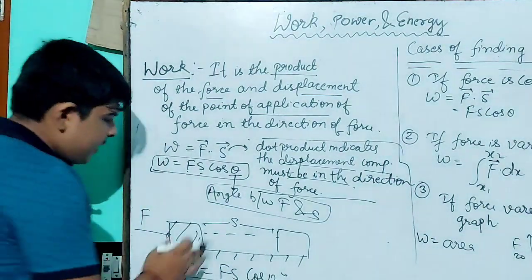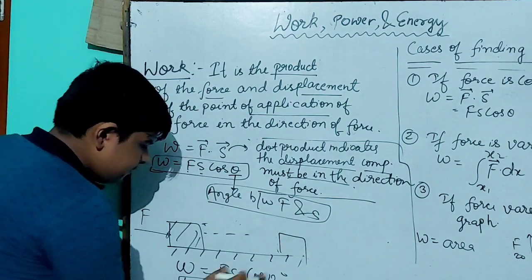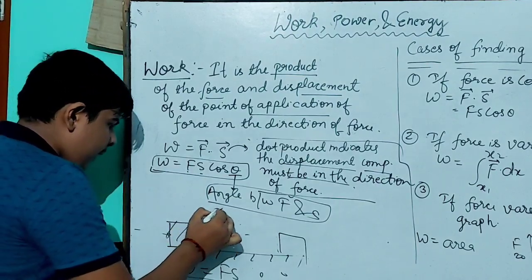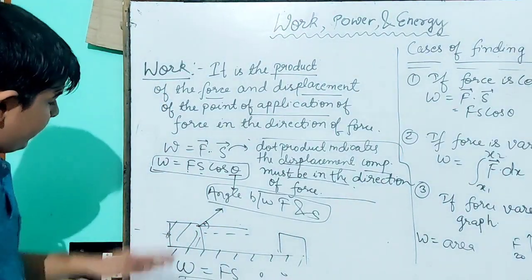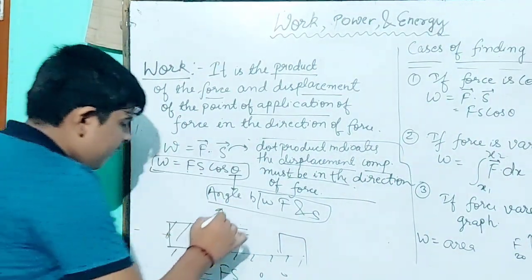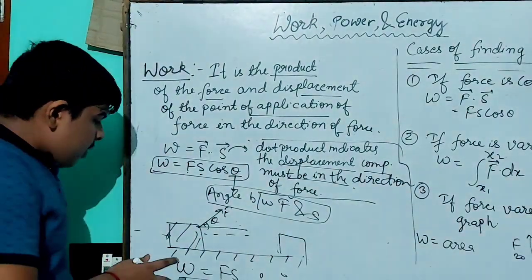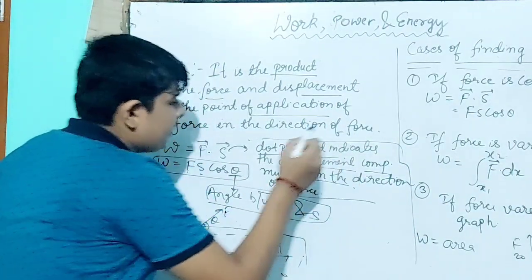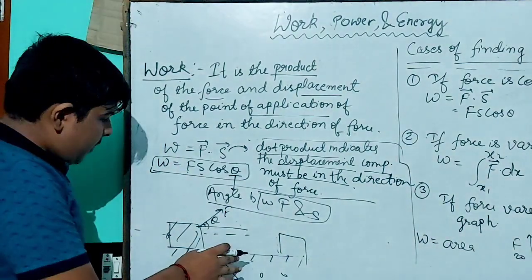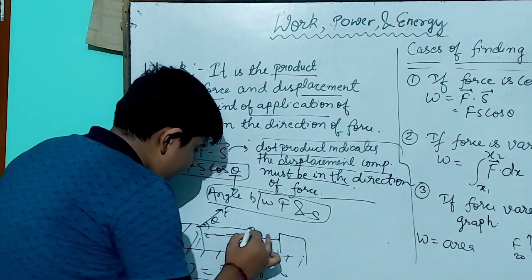If we take another condition, that is, if this is a block and we apply a force at an angle theta with the horizontal. तो ये हॉरिजेंटल से थीटा एंगल पर अगर हम एक फोर्स लगाएंगे तो यहाँ पर हमको क्या करना है, what we are going to do, we have to here, the dot product indicates that the displacement component must be in the direction of force. तो डिस्प्लेसमेंट कंपोनेंट और फोर्स कंपोनेंट must be in the direction of displacement. Here displacement is S.